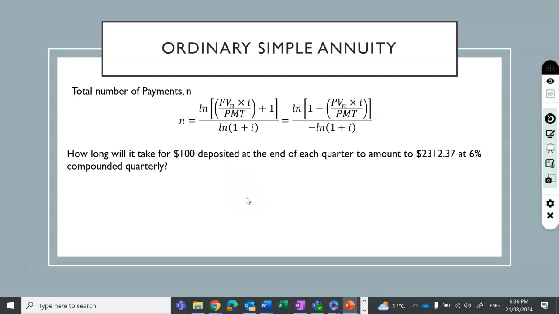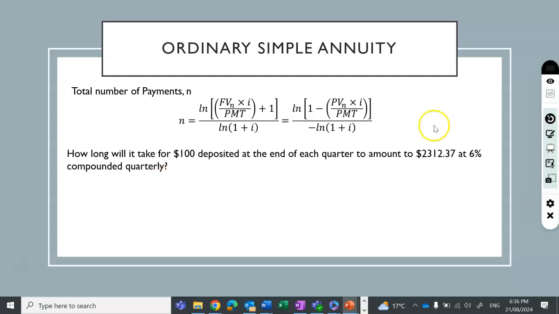How long will it take for $100 deposited at the end of each quarter to amount to $2,312.37 at 6% compounded quarterly? Right now, how long means you need to find N, where $100 deposited. So $100 is the PMT, and it will become 2312.37. So this is future value given. And you are depositing every quarter, and interest is also compounded quarterly. So these two are the same, and therefore you have to find the N using this formula.